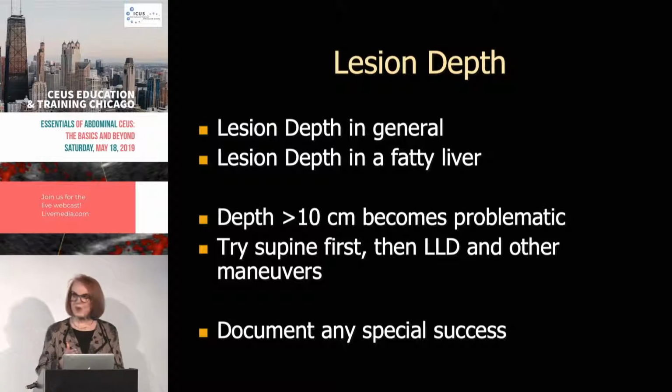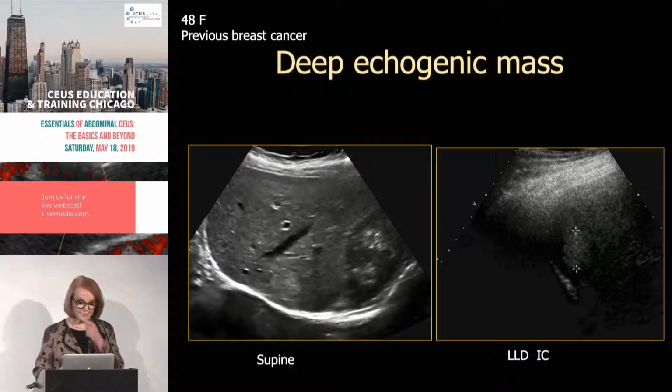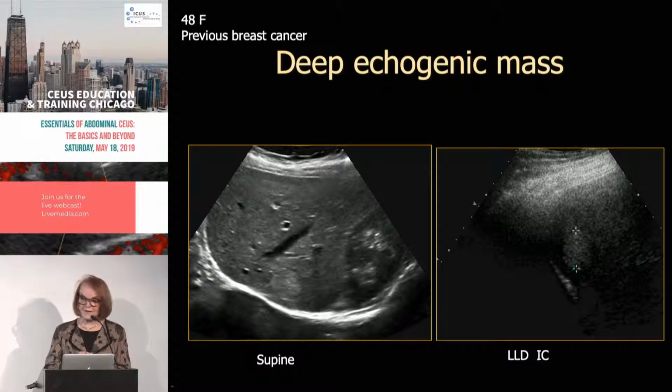And as Richard showed, you always want to move the patient so that you make the depth from your transducer crystal to the mass the least that it can be. So we always start supine, and then we go to left lateral decubitus, and then we try other maneuvers, and then we document any special success. But this is a very good example.